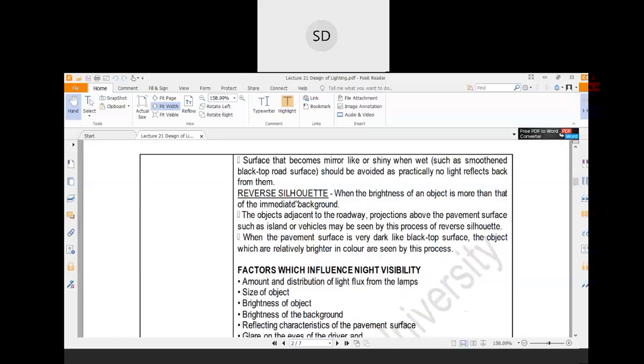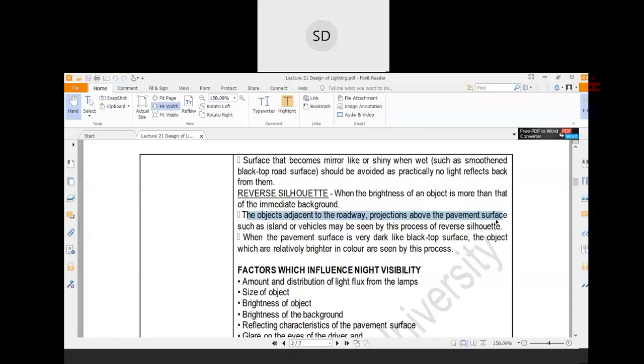Now another thing is there, that is reverse silhouette. When the brightness of an object is more than that of the immediate background, it is called reverse silhouette. The objects adjacent to the roadway, projections above the pavement surface such as islands or vehicles, may be seen by the process of reverse silhouette. So this is a process by which you increase the brightness of an object so that it can be visible from a far distance.